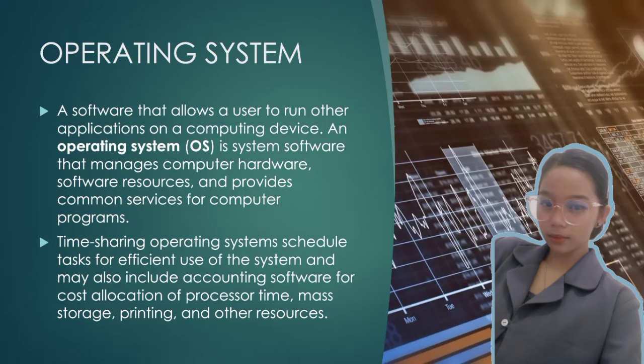Time-sharing operating systems schedule tasks for efficient use of the system and may also include accounting software for cost allocation of processor time, mass storage, printing, and other resources. Importance of operating system: an operating system is the most important software that runs on a computer. It manages the computer's memory and processes, as well as all of its software and hardware. It also allows you to communicate with the computer without knowing how to speak the computer's language.